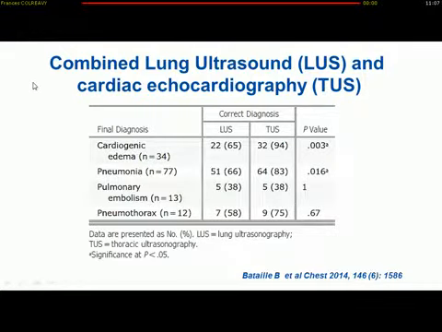I think a few speakers have already said how mandatory it is for future trainees to be trained in ultrasound, but not just in cardiac ultrasound. Lung ultrasound, critical care ultrasound if you like, is becoming increasingly apparent. In this study from France, a group of 34 patients with cardiogenic pulmonary edema had this combination of lung ultrasound and thoracic ultrasound, meaning cardiac ultrasound, and the sensitivity for diagnosing cardiogenic pulmonary edema was very high.